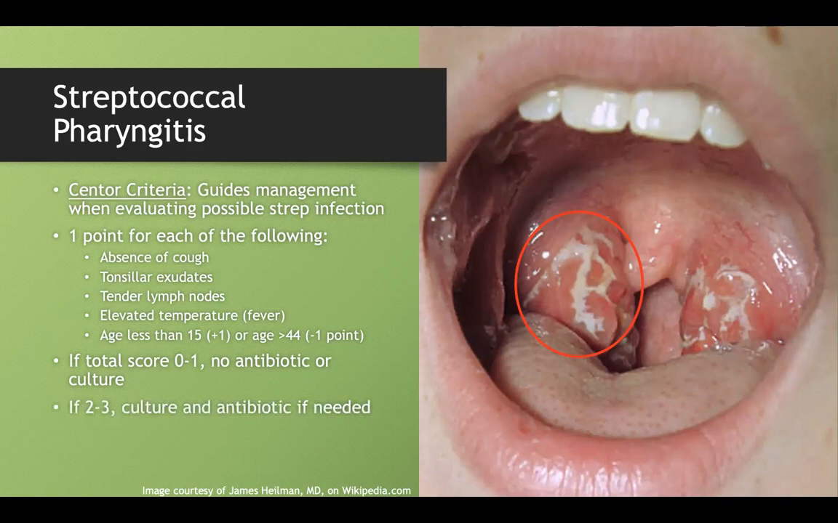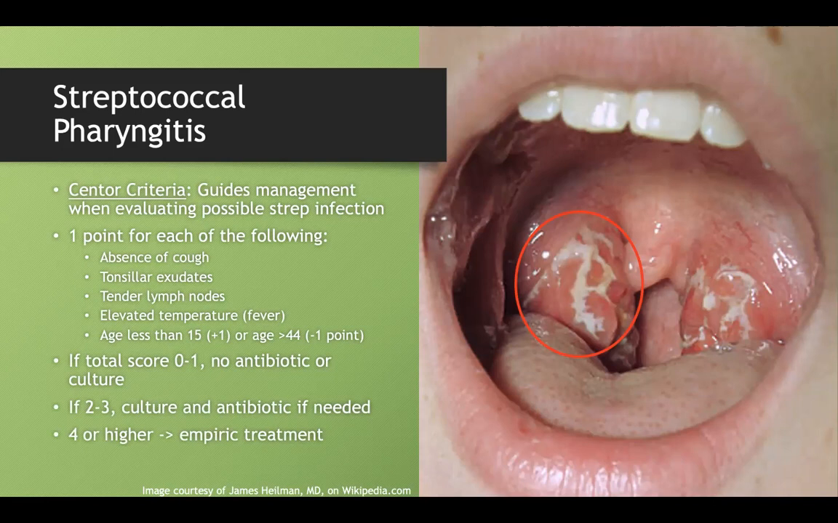If it's 2 or 3, you should get a wound culture if you're still suspicious, and then you provide an antibiotic after if it's positive. And then if the Centor score is 4 or higher, you should treat it without even requiring a wound culture.